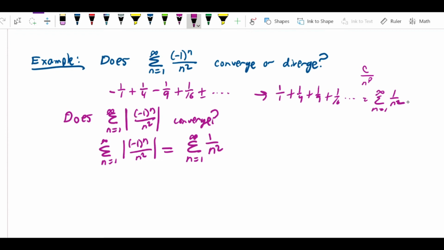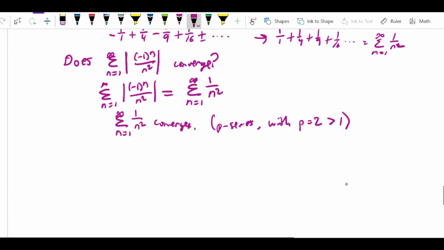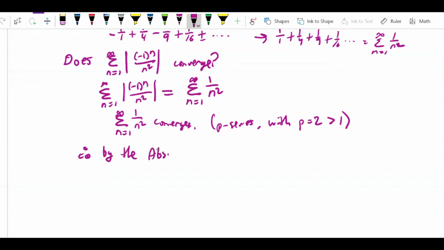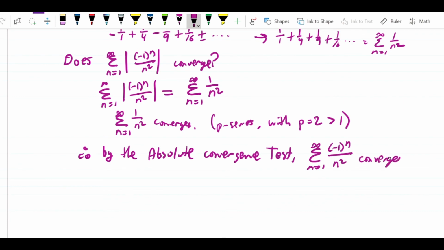So now we do know, of course, that the sum from n equals 1 to infinity of 1 over n squared converges, because it's a p-series with p equal to 2, which is greater than 1. Therefore, by the absolute convergence test, the sum from n equals 1 to infinity of (-1)^n over n squared also converges. And we're done with the proof.